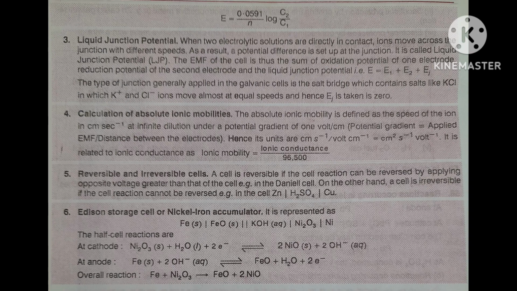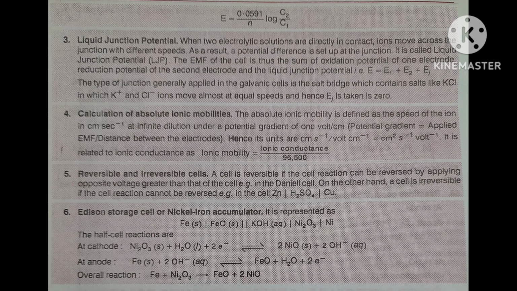Actually this EMF will be the potential at the anode, that is the oxidation potential, plus the reduction potential, that is actually E cell. But here, due to the extra liquid junction potential, its EMF will increase. It means theoretically you were calculating one value, and experimentally you will get another value. That is due to the liquid junction potential.